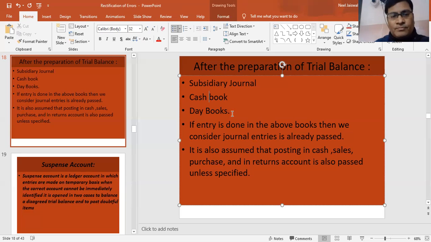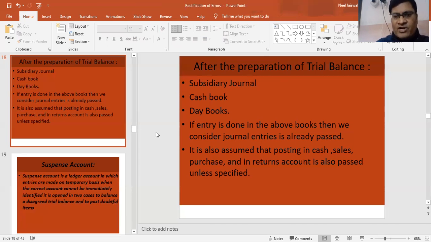Similarly, if goods purchased are not posted in the party's account, then purchase account is already correct. We have to consider that if nothing else is mentioned, because the day books have already been recorded. So day books and cash book we have to consider already recorded. Then only will we have our posting error, unless something else is specified. You will understand all this while doing the sums. Just take a screenshot of this and keep it in mind while doing the sums.